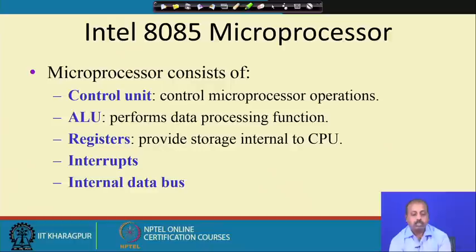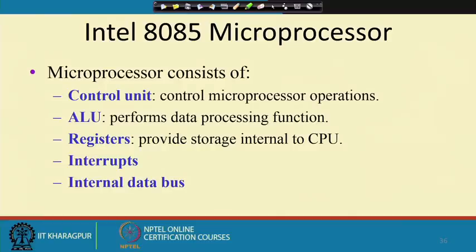Registers will provide the storage internal to the CPU, and this is very interesting. If you want to access a particular data, or do an operation very fast, then if the operands are in memory, while doing the operation I should bring the operands from the memory to the ALU. But if they are in the CPU registers, then that is internal to the chip. So, no external access is necessary. As a result, the operation will be much faster.